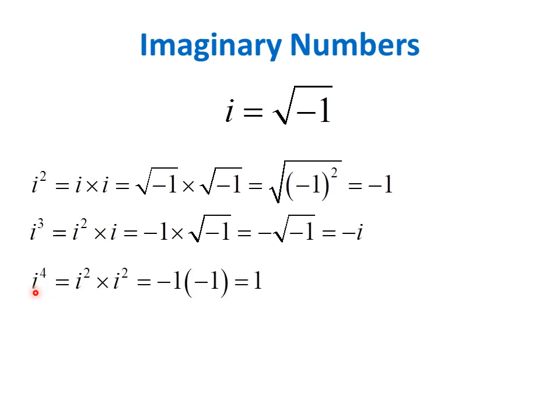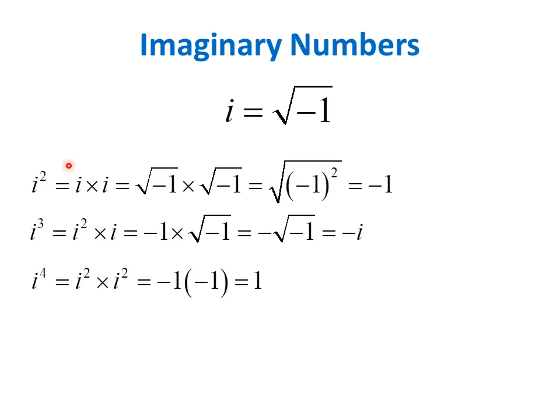Okay, lastly, we have i to the 4. We can write this as i squared times i squared. So again, i squared is -1. Therefore, we have -1 times -1. And of course, that is equal to 1. So remember, i to the 4 is equal to 1.